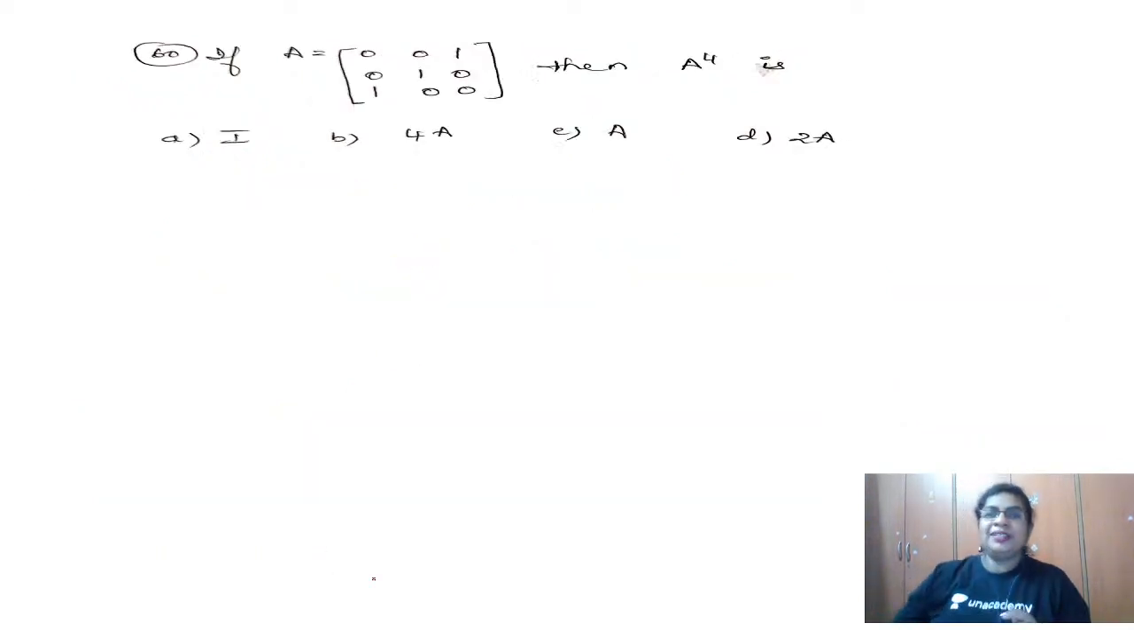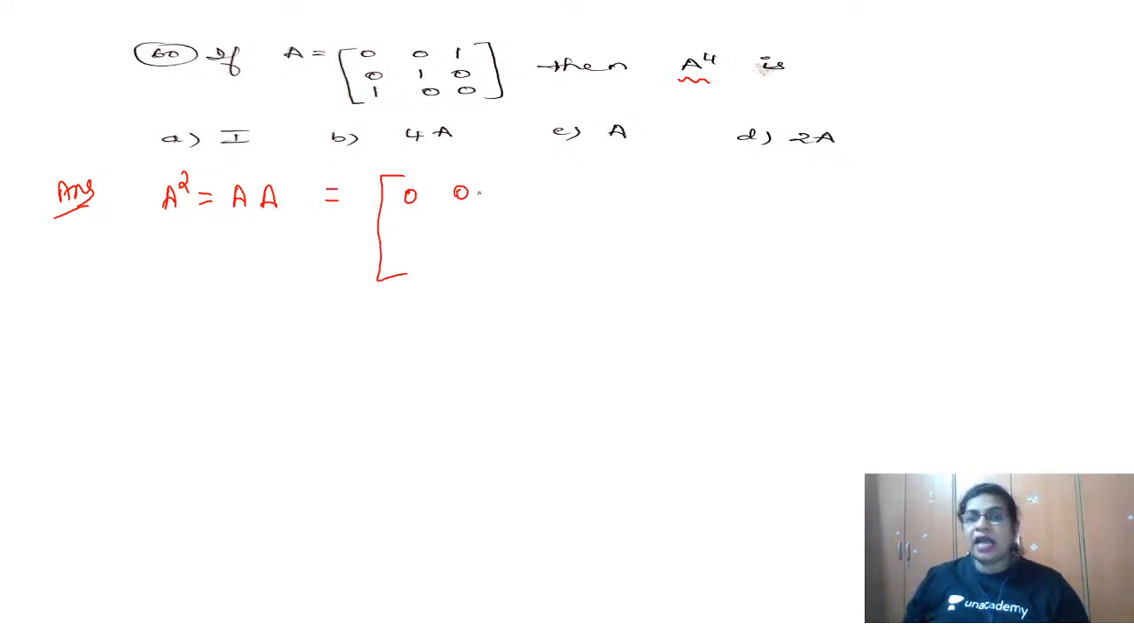Okay, the last question. We have if A is equal to 0, 0, 1, 0, 1, 0, 1, 0, 0, what is A to the power 4? So before going to A to the power 4, this is a matrix question. Let us solve A square first. So A square is A into A, and let us understand what is our answer. So 0, 0, 1, 0, 1, 0, 1, 0, 0 into 0, 0, 1, 0, 1, 0, 1, 0, 0.